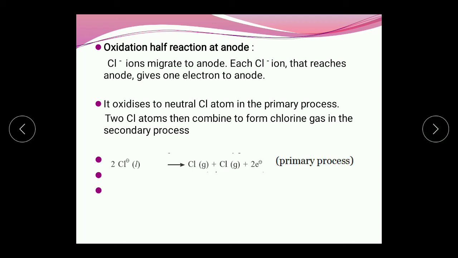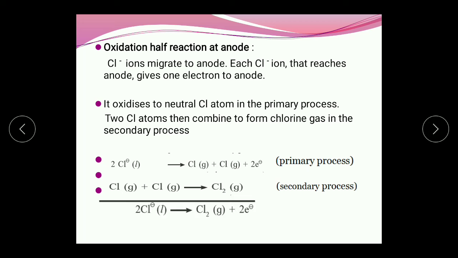In the secondary process, what happens? These two chlorine atoms will combine with each other to form chlorine gas. This is the secondary process. If we add both the reactions, then we will get the overall oxidation. What will happen now? These two Cl minus ions will be cancelled. So what will remain on the right side? Chlorine gas with 2 electrons, and this is the overall oxidation process. Understood? This all happens at the anode.